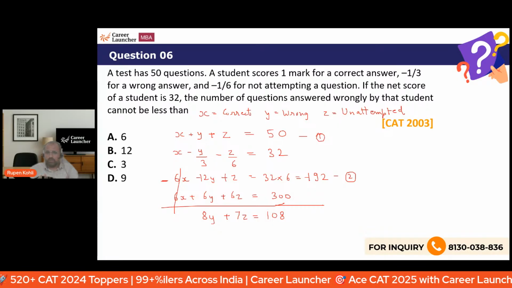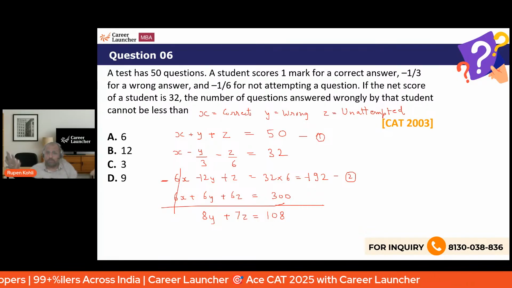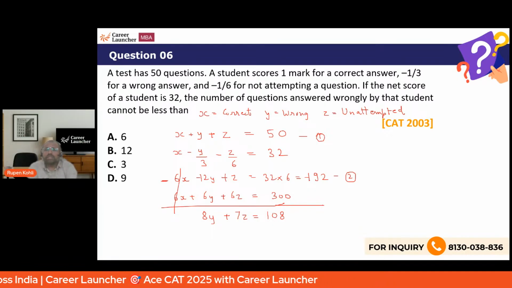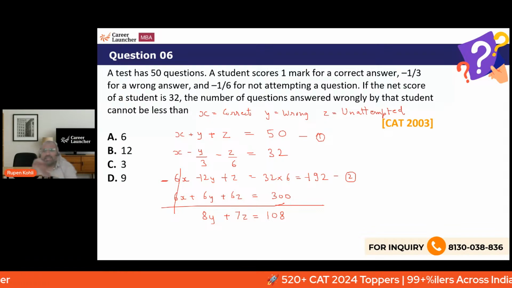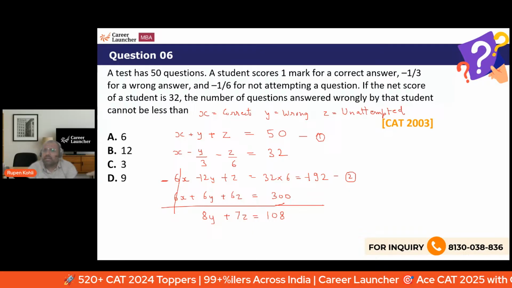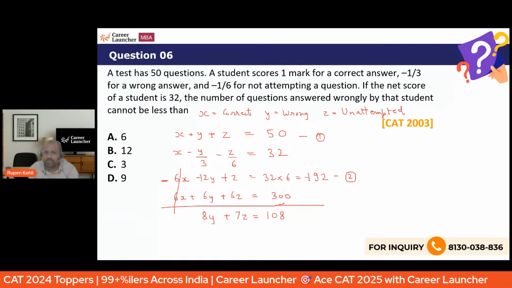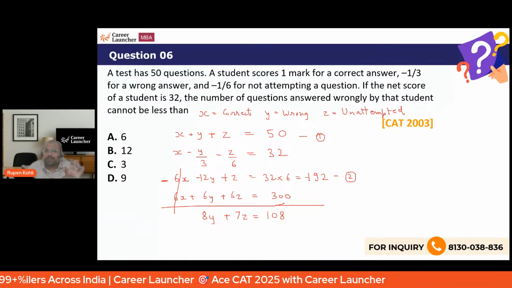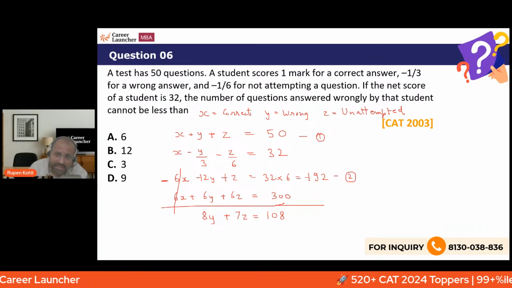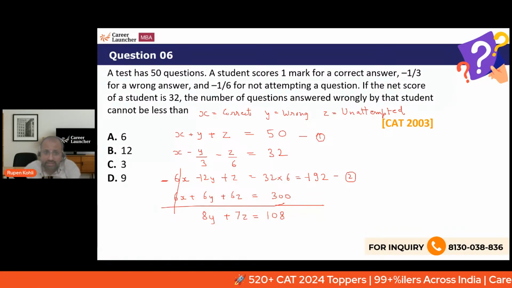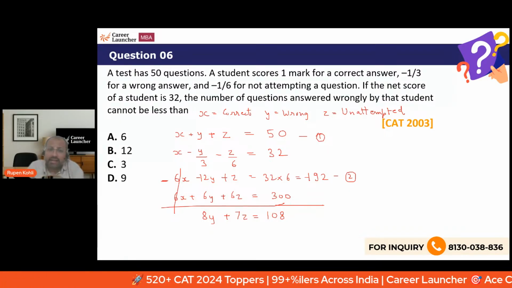So we have got a linear equation which is a sum equation. So the sum of two things is constant. So if one has to be minimized, the other has to be maximized. Y has to be minimized, z has to be maximized. We are searching for integer solutions here, right? You cannot mark 2.5 questions wrong. You cannot mark 3.75 questions correct, right? So by the inherent nature of the question, the variables involved are integers.